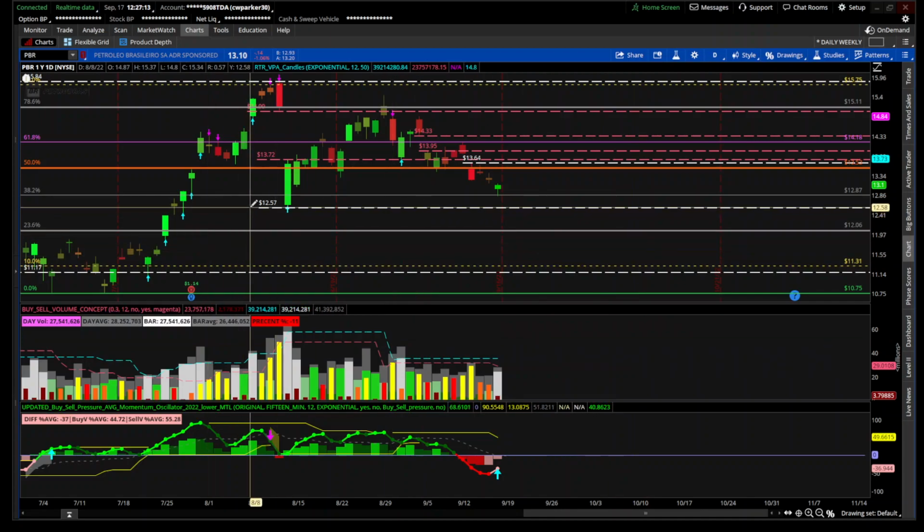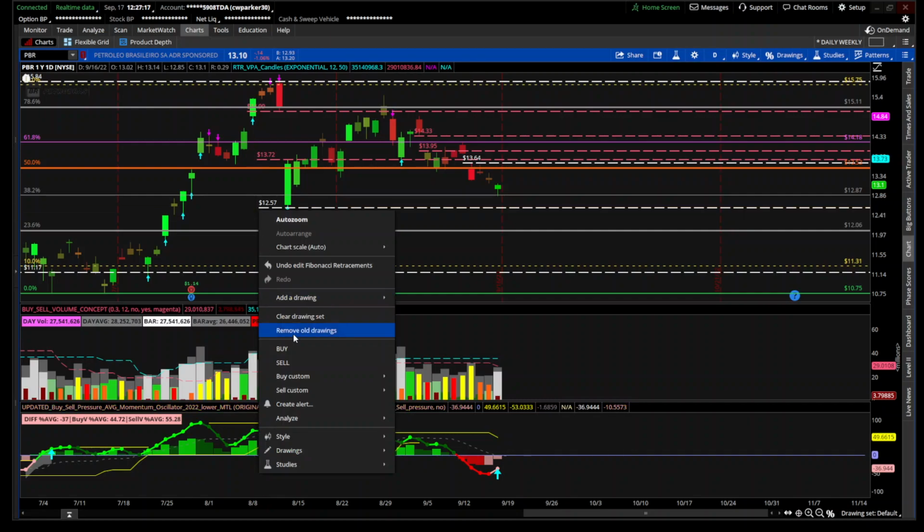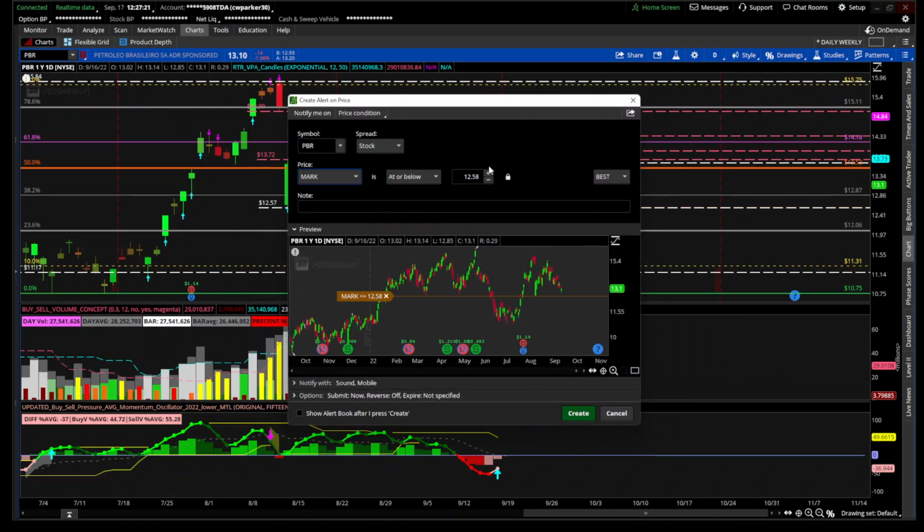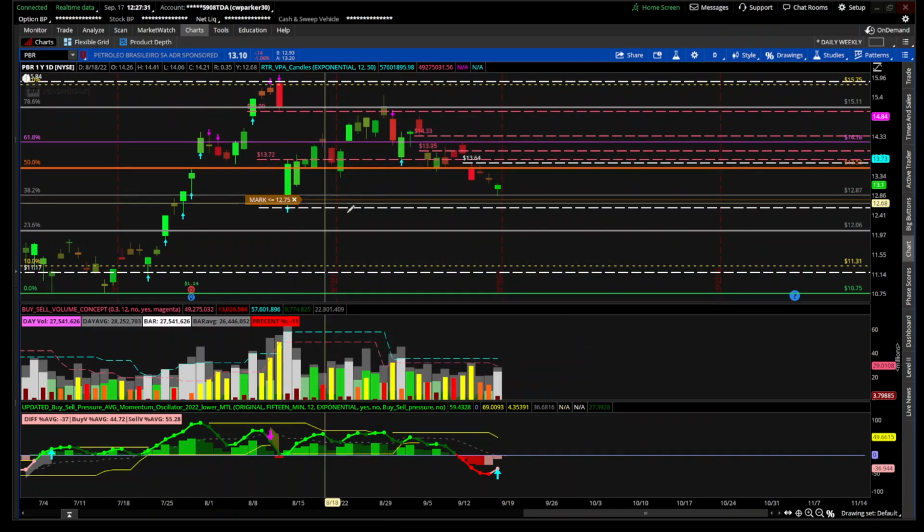Could possibly come back down here to retest this. I'll put an alert at or below. I'm gonna put, where is it now? It's at 12. I'm gonna see 1275. Where is that at? Okay, that's good.